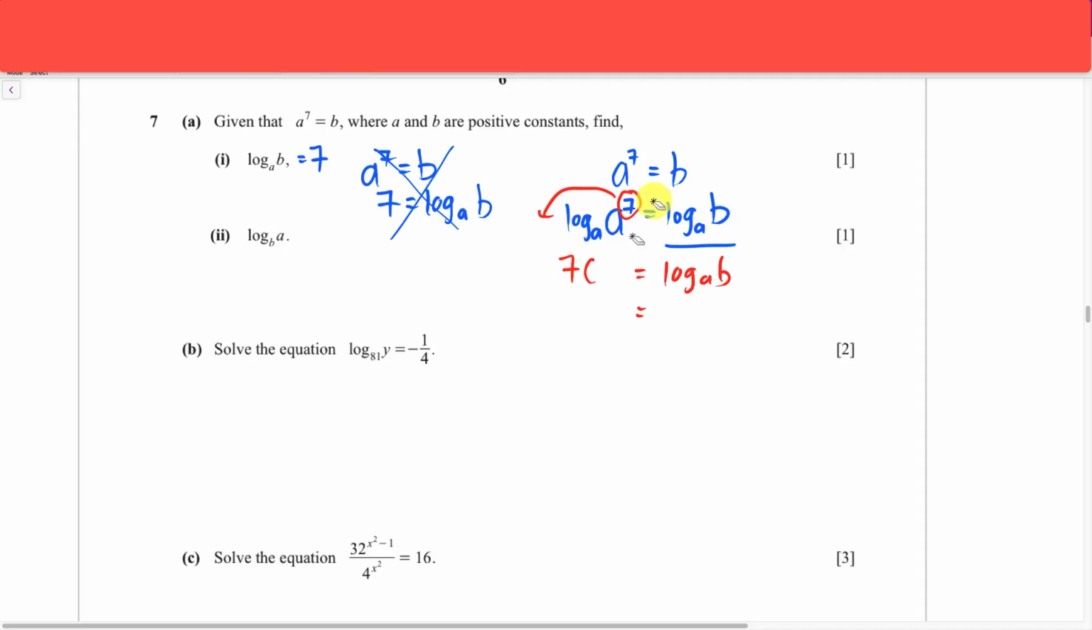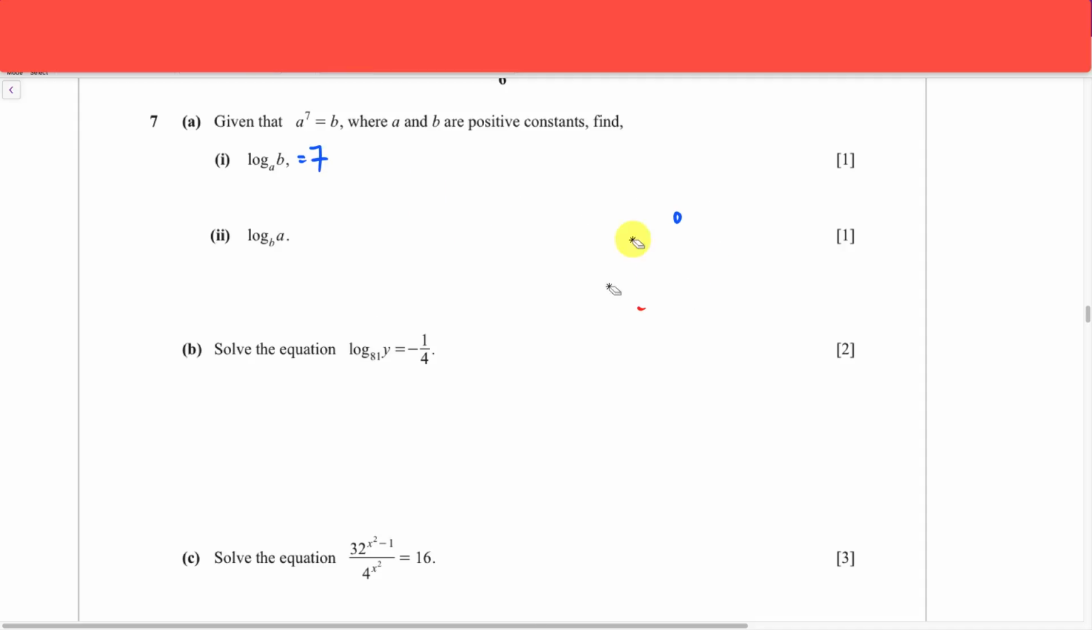Let's move on to the second one. For this one, log_b a, I know log_b a basically equals 1 over log_a b, so I should know this. The answer is 1 over 7. If you do not know, basically it's a law of changing base. If you have log_a b, it actually equals 1 over log_b a. This is one of the rules of changing base.